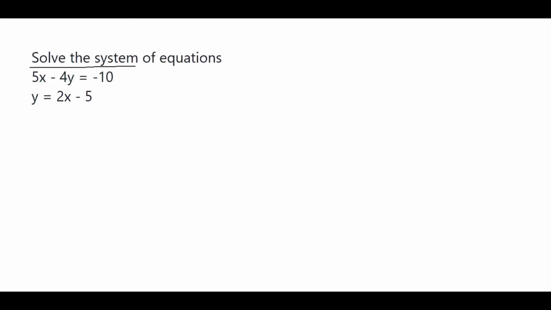So with this problem, we're given the value of y. It's equal to 2x minus 5. So with the substitution method, you would take that value that you are given or that you found, and you would substitute it in place of what it is equal to. So for example, instead of leaving it as is with 5x minus 4y, you would put 5x minus 4 times the value of y. And in this case, the value of y is 2x minus 5. So you would write 2x minus 5 instead of just y.